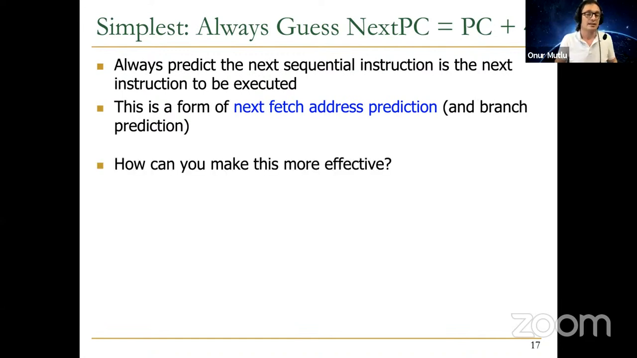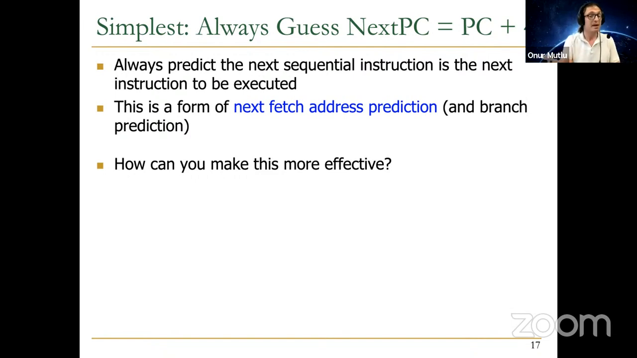Okay. How can you make this more effective? So assume that actually this is not very effective. It turns out its prediction accuracy is 30 to 40% if you're lucky. And 30 to 40% is terrible, as we discussed, right? If you have the assumptions that we made earlier, you'd be fetching lots and lots more instructions into the pipeline and wasting a lot of cycles.